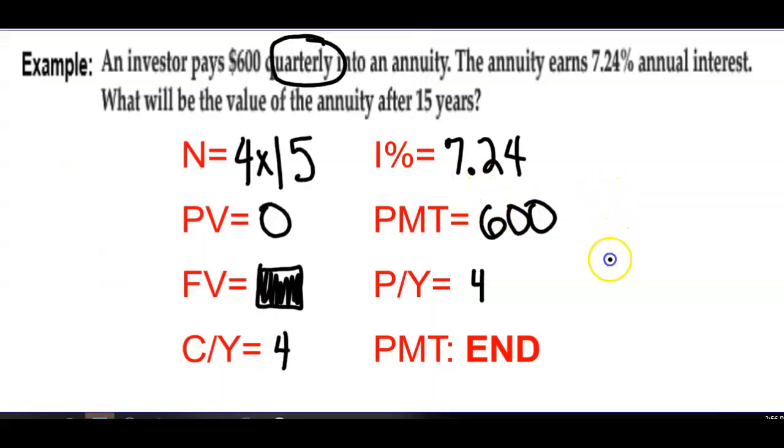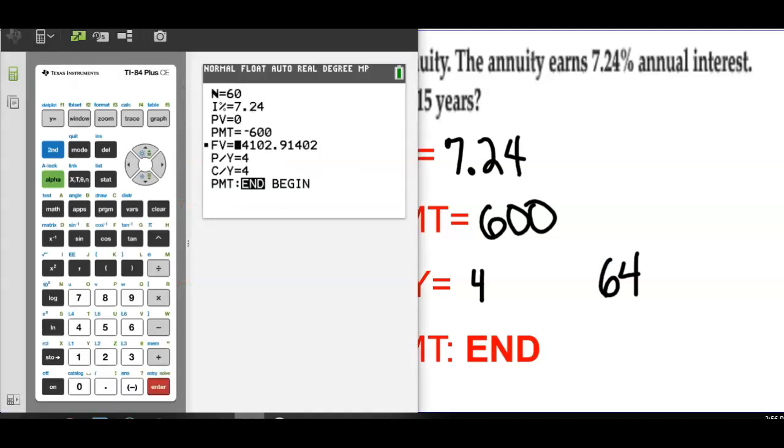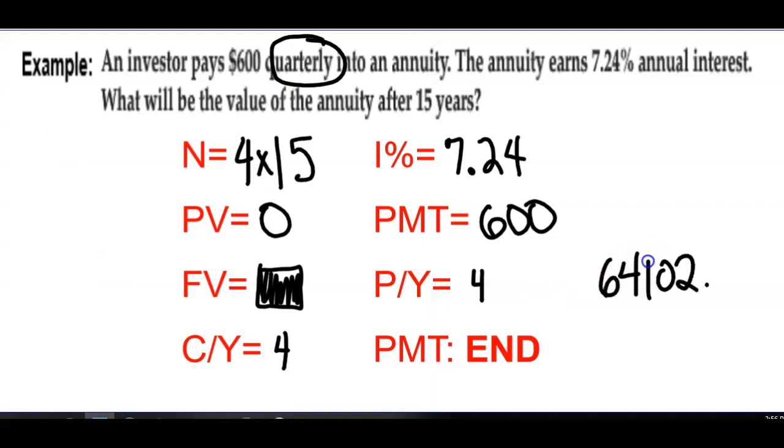So this comes out to 64,102.91. That is what you would have from this annuity after 15 years.